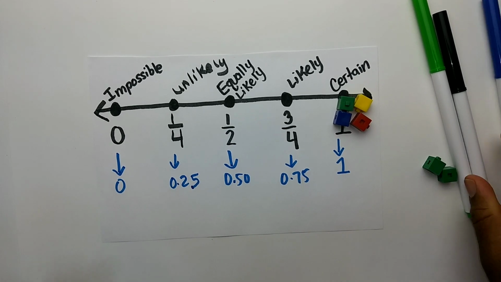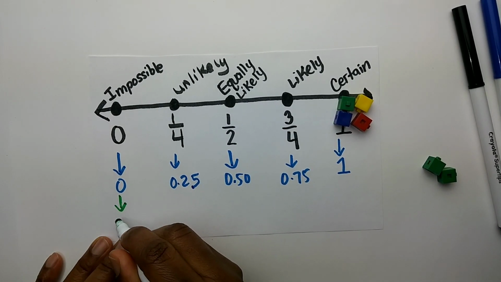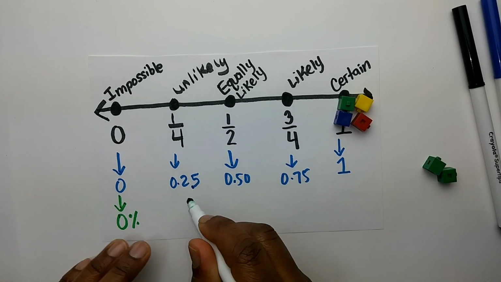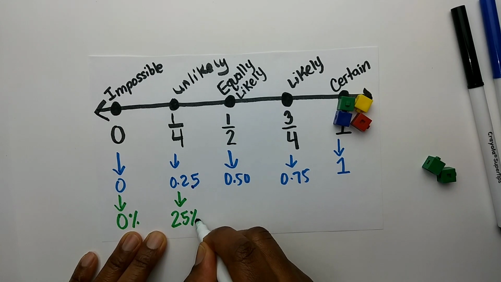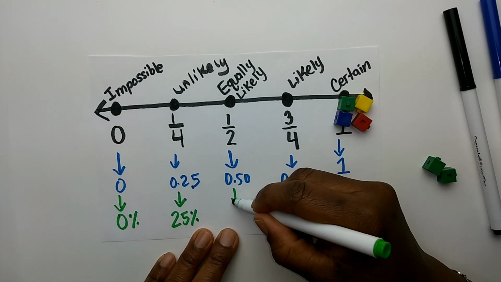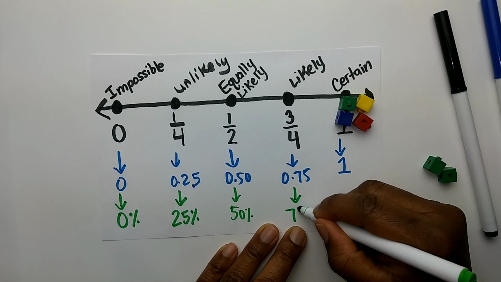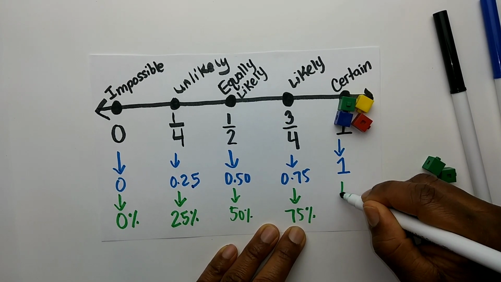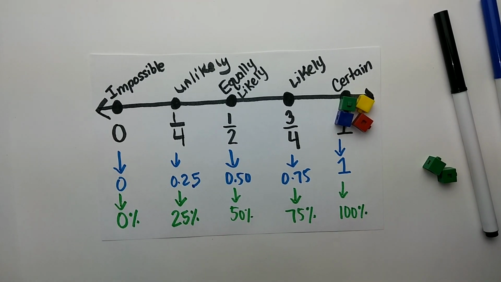I can also use that and create percents. 0 as a percent is 0%. 1/4 or 25 hundredths as a percent is 25%. 1/2 as a percent is 50%. 3/4 is 75%. And 1 whole is 100%.